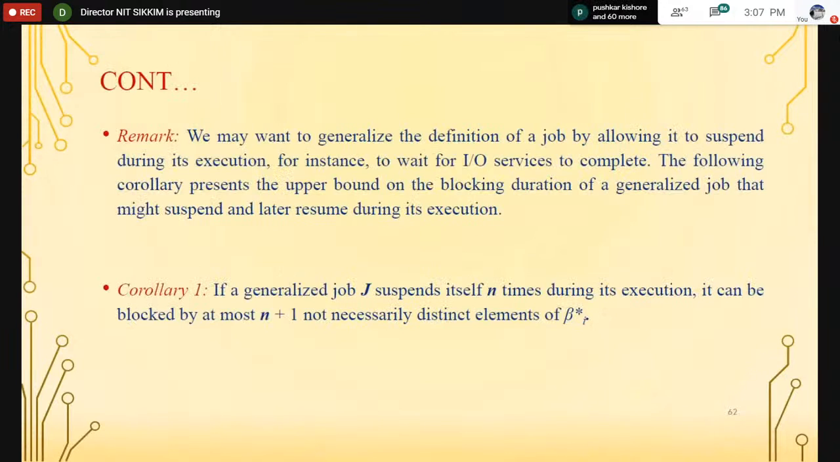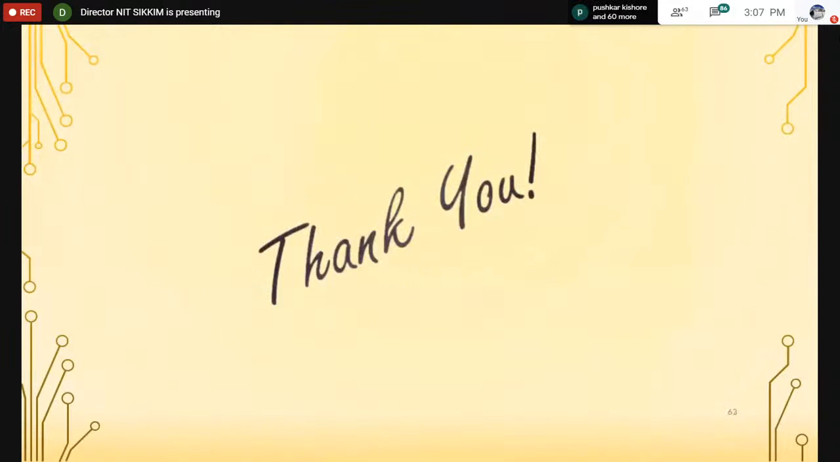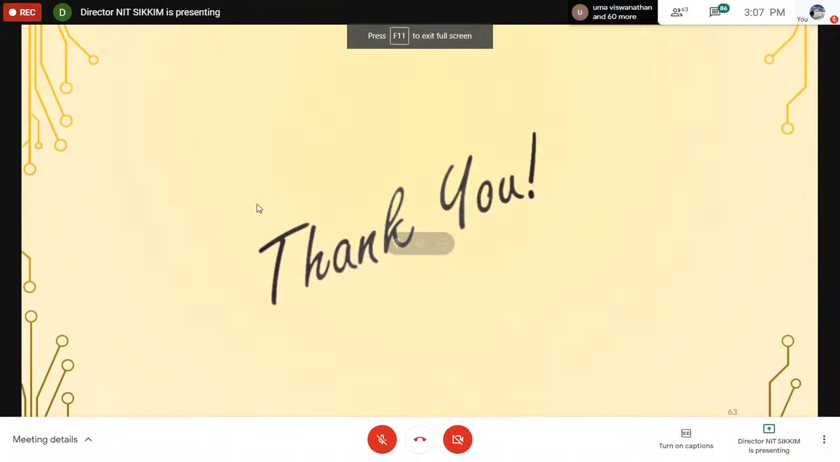I think this gives us an idea why formal verification is important, especially for time critical systems, right? And with this, I thank you all.